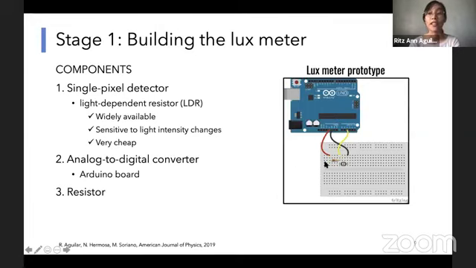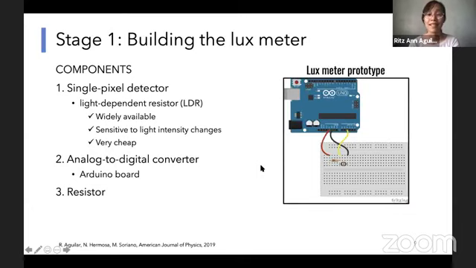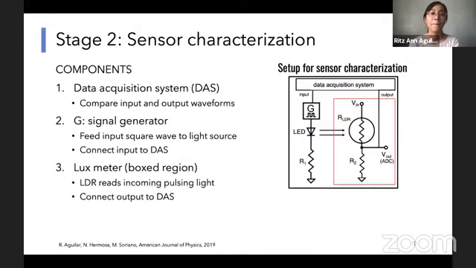With an LDR, you can make a very simple voltage divider circuit, and this is already proportional actually to your intensity signal. So this one here, in the lux meter prototype, what I have here is just the LDR and the resistor connected in series to form the voltage divider circuit. All right. Now, for the second stage, of course, you need to characterize the sensor or calibrate the sensor itself.